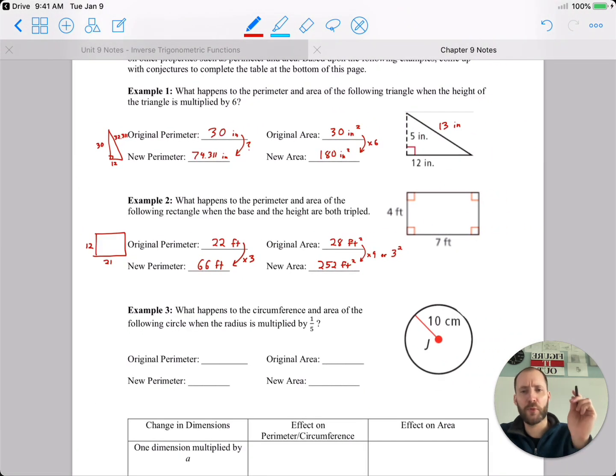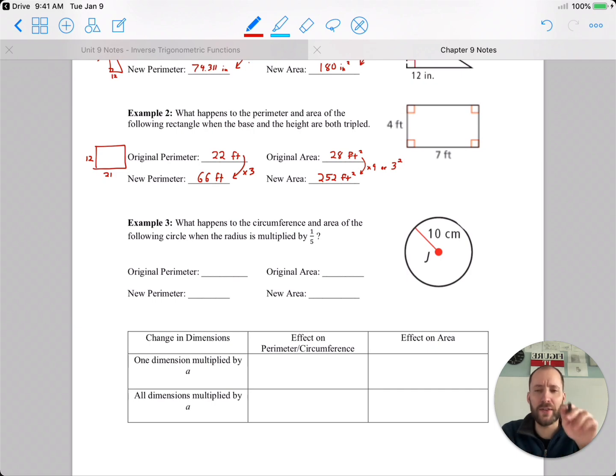Take a look at example 3. Kind of do what I've been doing in these examples. Then the table, go ahead and fill that in the best you can. And check my completed note when you're done. See how you did.